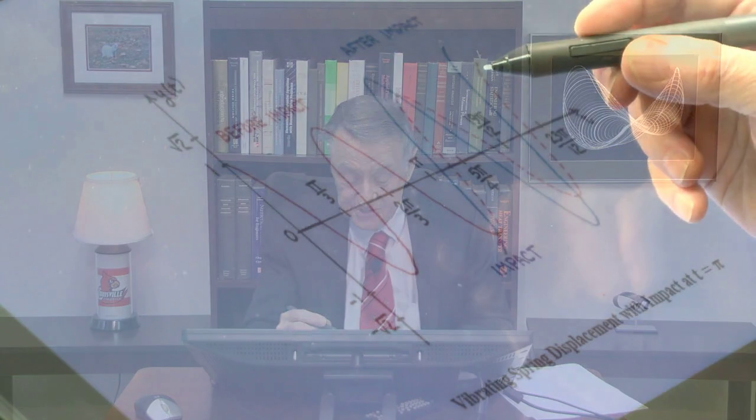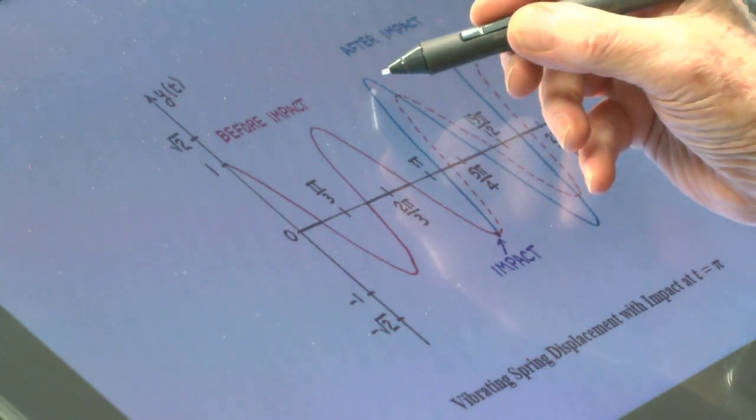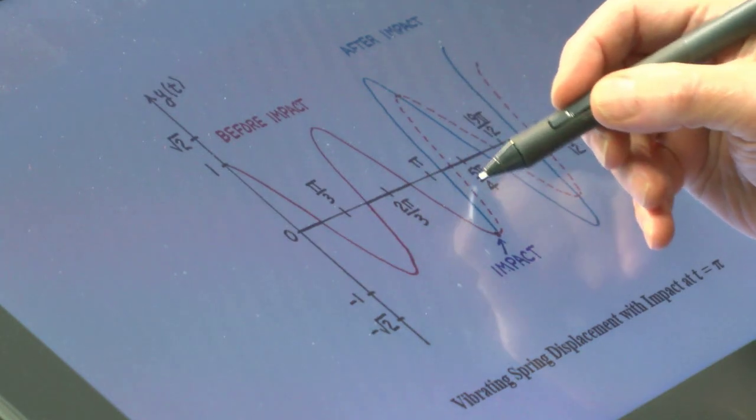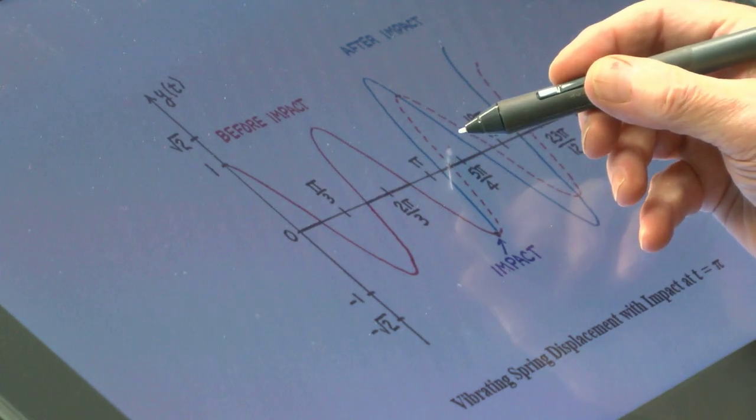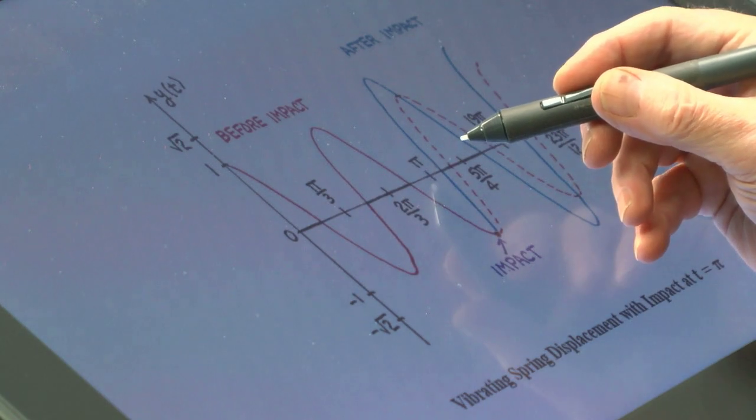Here we have a graph of this motion, and notice the change in amplitude from what you would have if you didn't have the impact, and also you have a phase shift here.